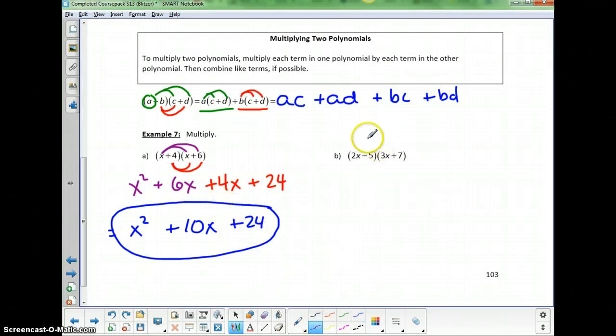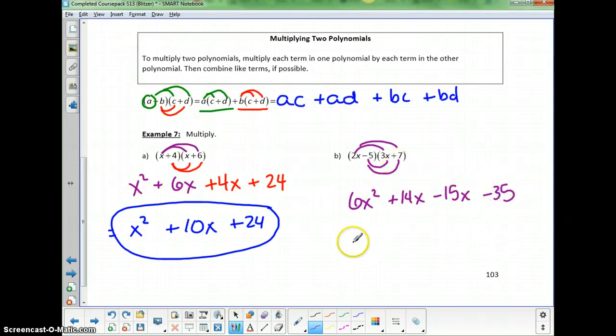We finished the double distribute, and we've combined our like terms, so we have our final answer. Try it again in the next one. When I multiply two polynomials together, I'm going to distribute both parts of the first polynomial into the second. So 2x times 3x is 6x squared. 2x times 7 is plus 14x. And negative 5 times 3x is negative 15x. Negative 5 times 7 is negative 35. Like terms need to be combined, so my final answer is going to be 6x squared, 14 minus 15 will be minus x, minus 35.